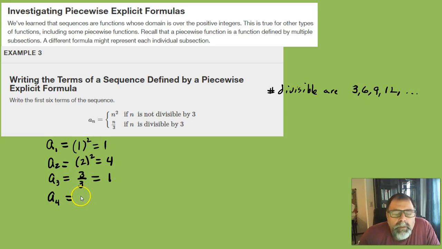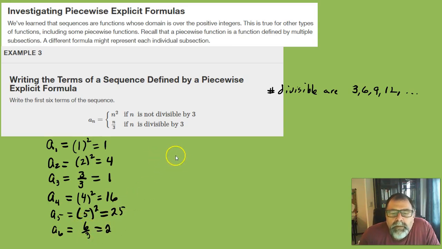Let's see. Next one, a sub 4. 4 is not divisible by 3, so we're going to use n squared, which is 16. 5 is not divisible by 3, so we do 5 squared, which is 25. 6 is divisible by 3, so we go 6 divided by 3 and get 2. So our first 6 terms would be 1, 4, 1, 16, 25, 2, and so on.